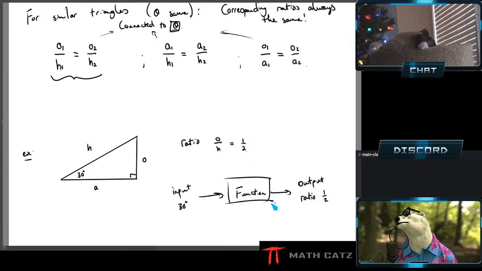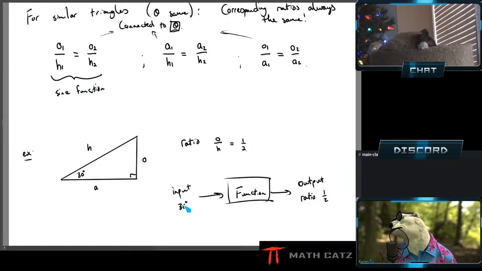A function is simply this calculation. Sometimes it's an actual calculation, sometimes it's looking it up in a book, sometimes it's the calculator looking it up in the book. Either way, they could go and figure out these ratios on their own. So this function that gives me the ratio opposite to hypotenuse is called the sine function.